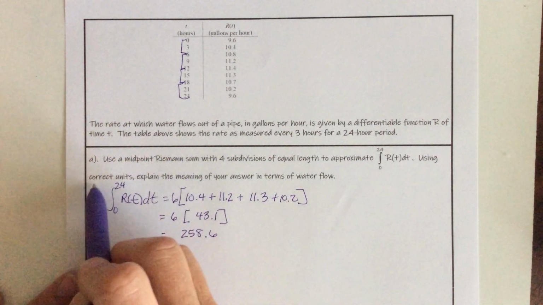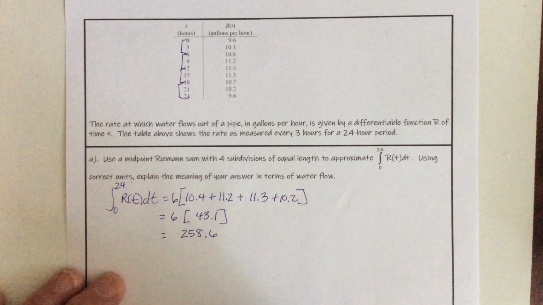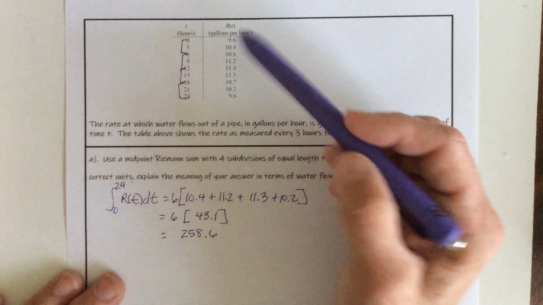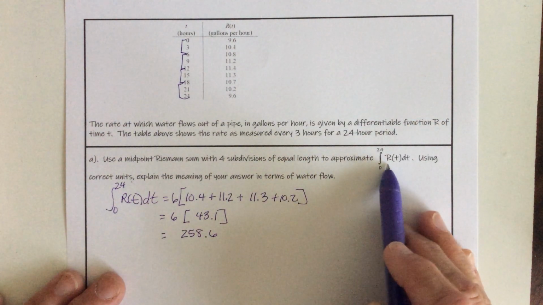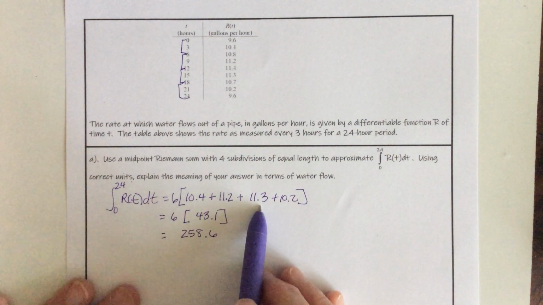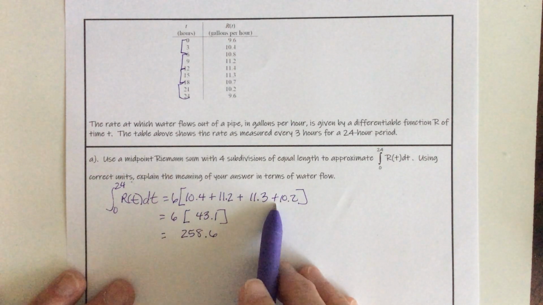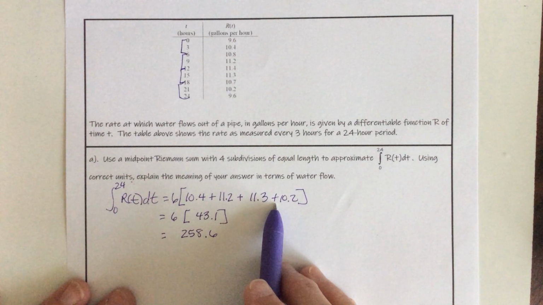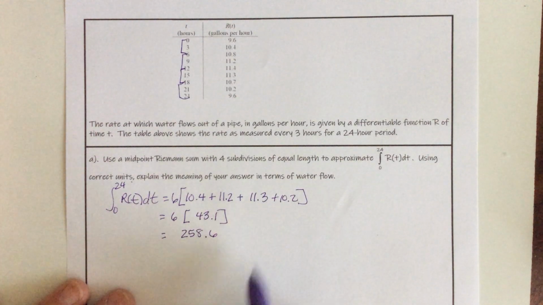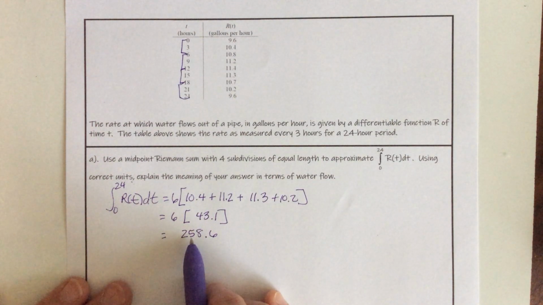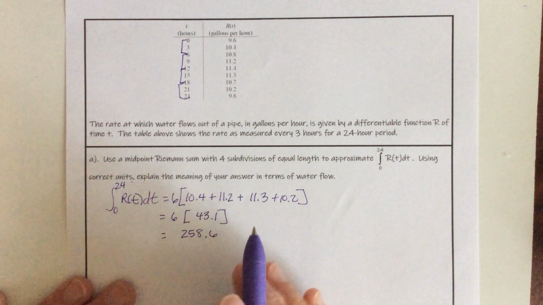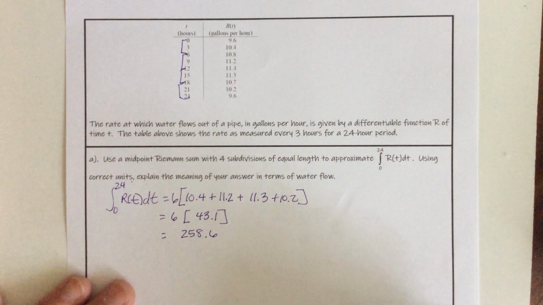And it also says using correct units, explain the meaning. Okay, so if our information in our table was a rate and we found the value of the integral of R of t dt from 0 to 24 using a midpoint Riemann sum, remember this is area under a curve, but in context of the problem, since this was the rate at which water is flowing out of the pipe, then that number is going to represent the total number of gallons of water that flowed out of the pipe during that 24-hour period.